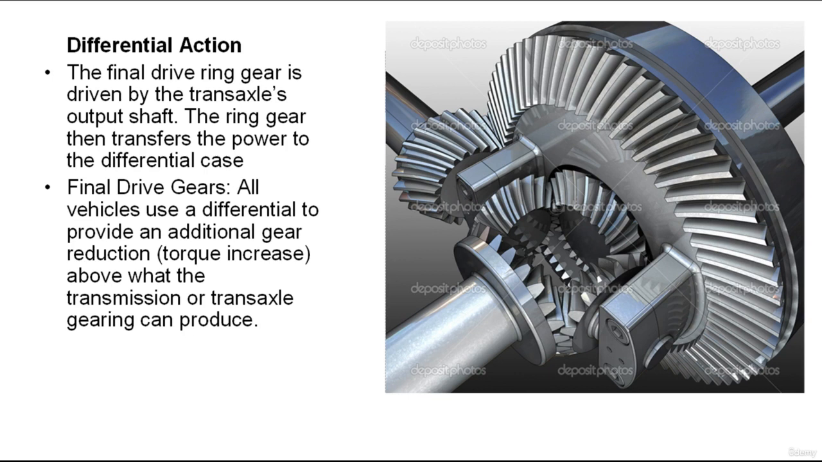Let's move to the final drive gears and overall ratios. All vehicles use a differential to provide an additional gear reduction and torque increase. So above and beyond what the transmission or transaxle gearing can produce, this is known as the final drive gear. In a transmission-equipped vehicle, the differential gearing is located in the rear axle housing. In a transaxle, however, the final reduction is produced by the final drive gears housed in the transaxle case.